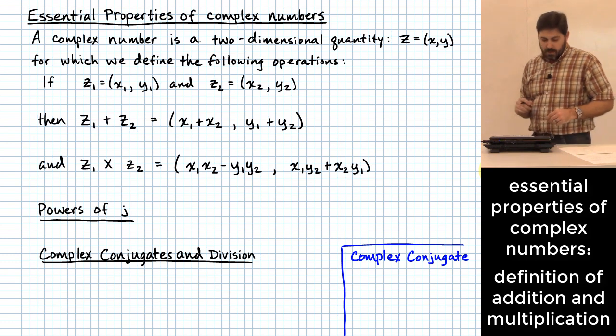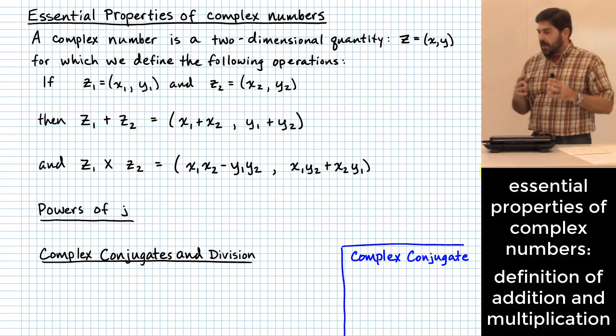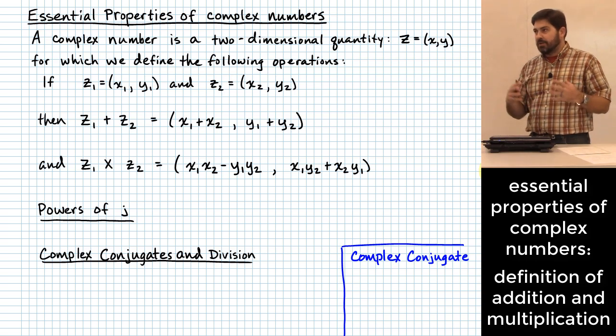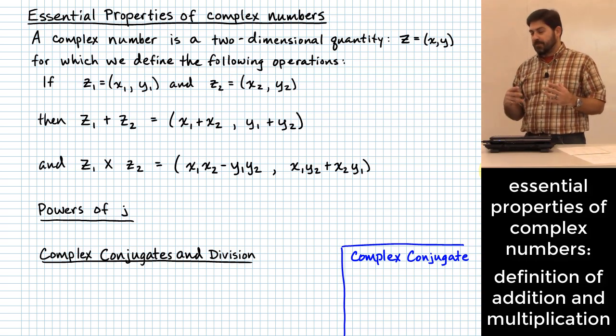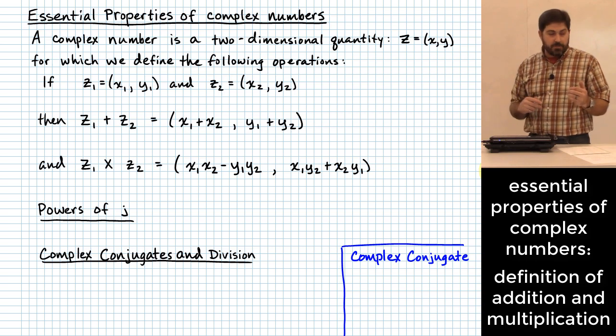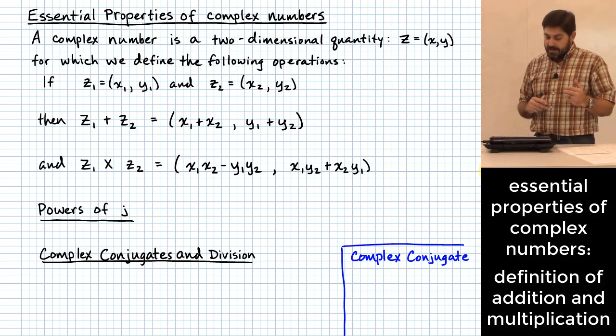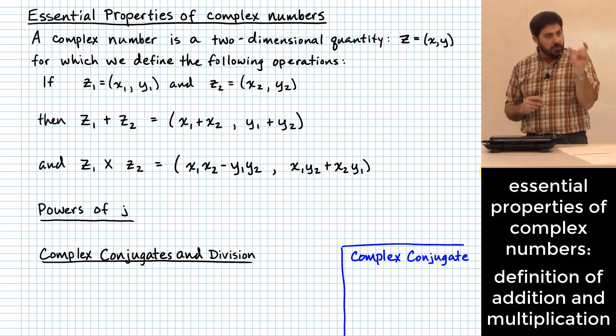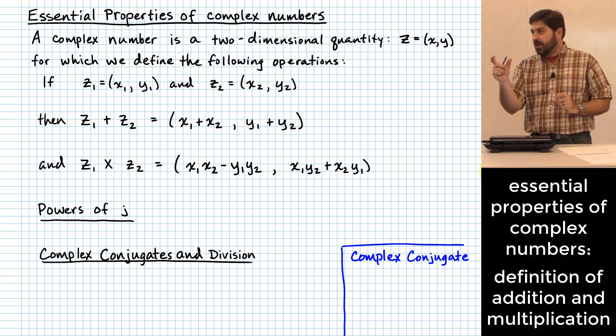Okay, so a complex number is a two-dimensional quantity. So here I'm going to go a little bit more mathy with my definition. Let's say that a complex number, I'm going to denote z, and then we're going to say that that number is two-dimensional, meaning it's composed of a real component and an imaginary component.